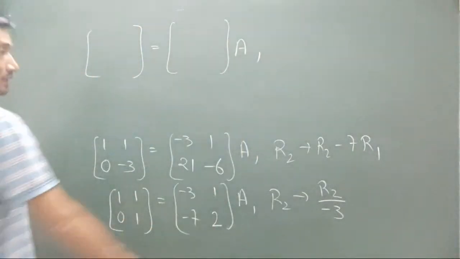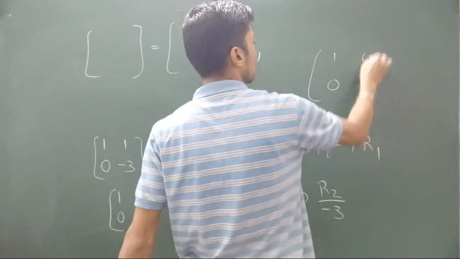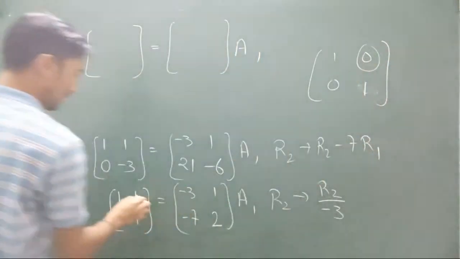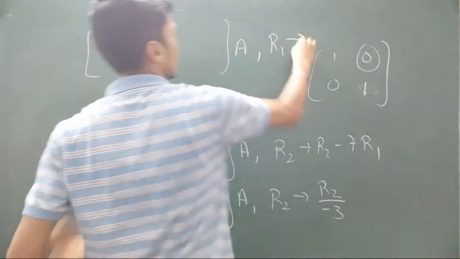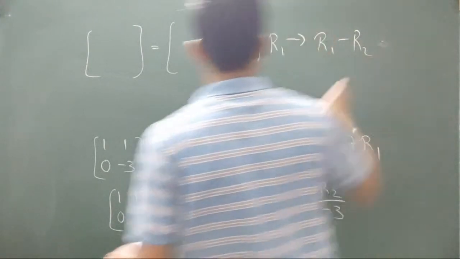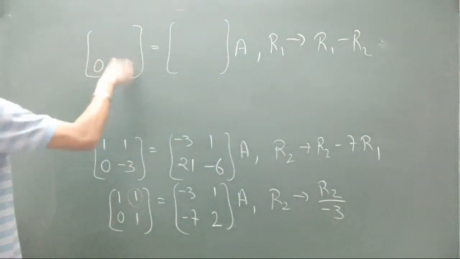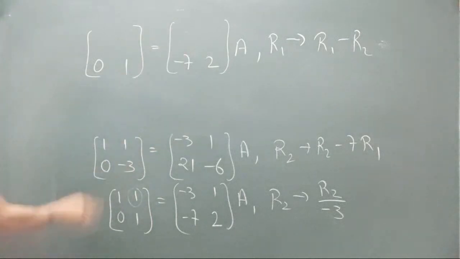So now my focus is all done. So 1, 0, 0, 1. So this I have to convert to 0 now. So how do I convert this to 0? That's going to be very simple. That's like R1 I can just use as R1 minus R2. So R2, no changes at all. Minus 7, 2. So R1 minus R2.